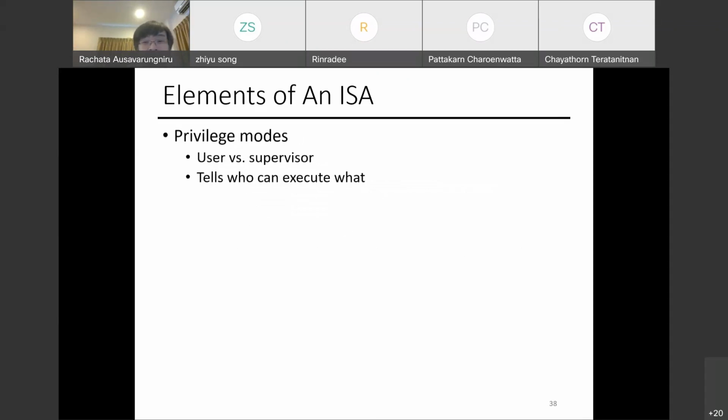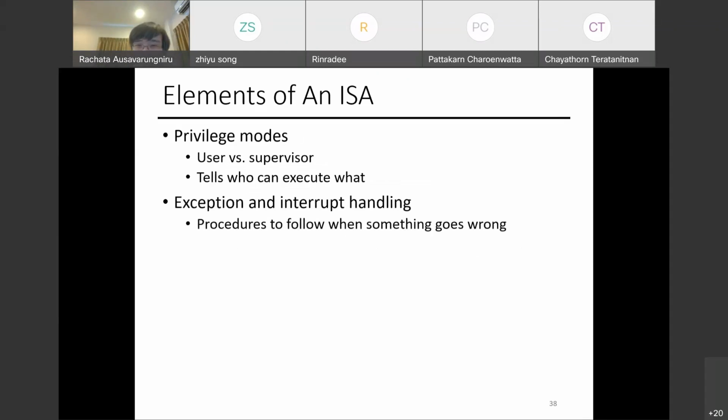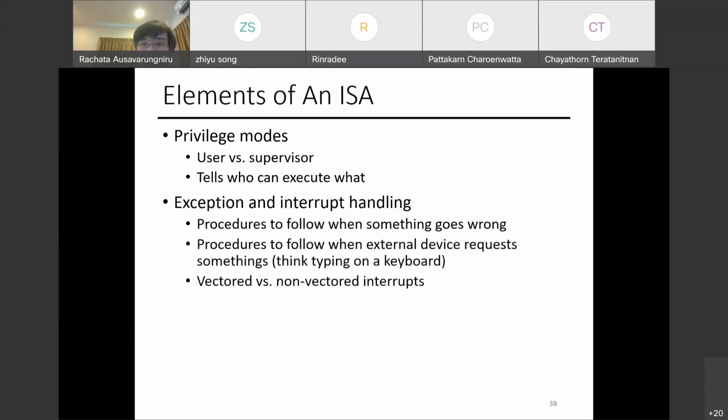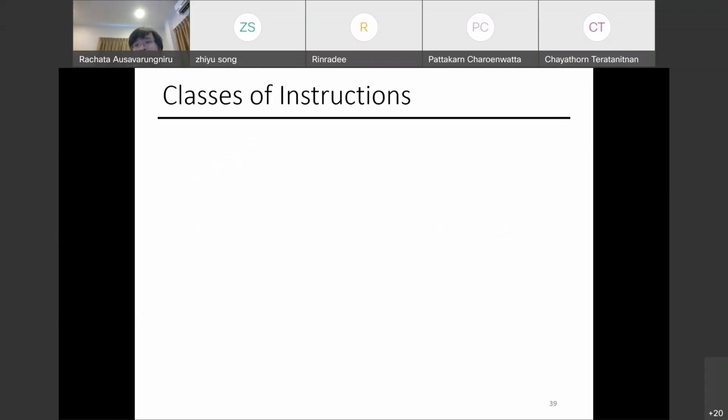The ISA has to specify things like privilege mode. I have to control, if you are not Linux, don't access this part because you're not the super user. It tells who can execute what. Exception and interrupt handling, things like security, right? How do you handle that? The procedure to follow when something goes wrong. The procedure to follow when, say, I type on the keyboard. There are also multiple techniques that you might have seen from other classes, like vectored interrupts or non-vectored interrupts. These are specified by the ISA. Virtual memory as well, and address protection.